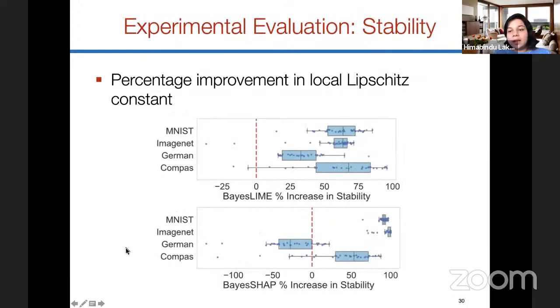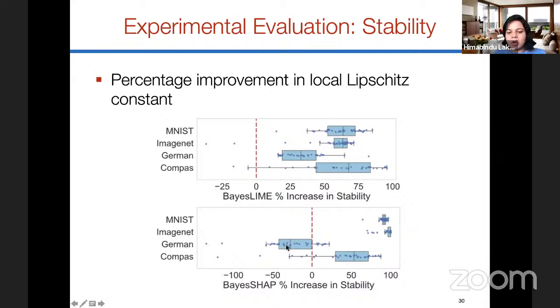Okay, then we also looked at the stability, and here we computed the percentage increase in stability compared to baseline in this top plot. And what we see is big improvements in stability here, with the mean improvement being somewhere around 60%. Basically, we see much bigger improvements in stability compared to previous methods like LIME and SHAP, right?